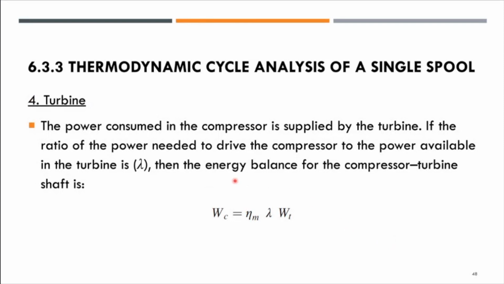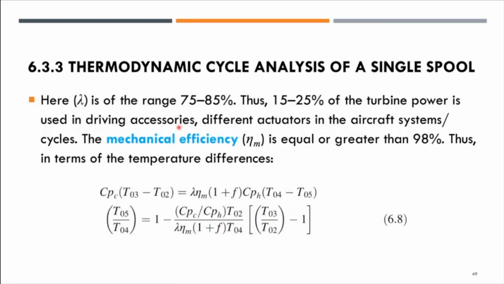Now we go into the turbine. The power consumed in the compressor is supplied by the turbine. If the ratio of the power needed to drive the compressor to the power available in the turbine is lambda, then the energy balance for the compressor turbine shaft is given as this expression. Over here, lambda is in the range of 75 to 85%. This is just an ordinary single spool engine.